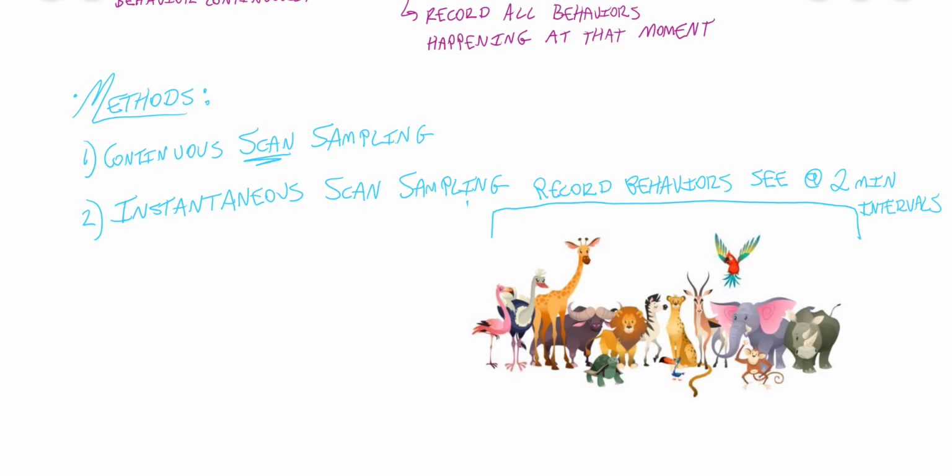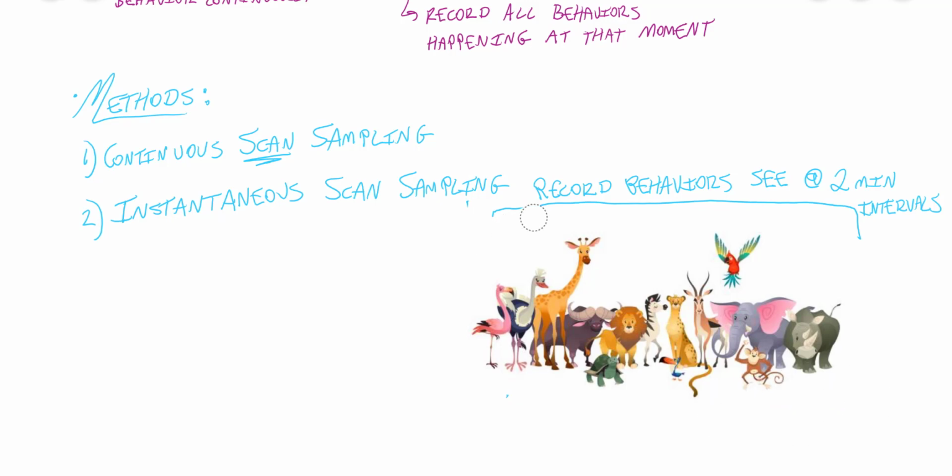Okay. For example, the time interval can be varied depending on the animals you're watching. It could be 20-second intervals, 2-minute intervals, 5-minute intervals. It just depends on the animals you're watching. 2 minutes is a pretty common interval duration, though. And again, you're scanning across the entire group of animals, but you're only doing it every 2 minutes, and you're only recording the behaviors you see at that 2-minute mark. Then again at the 4-minute mark, then again at the 6-minute mark, and 8 minutes. You get the idea.